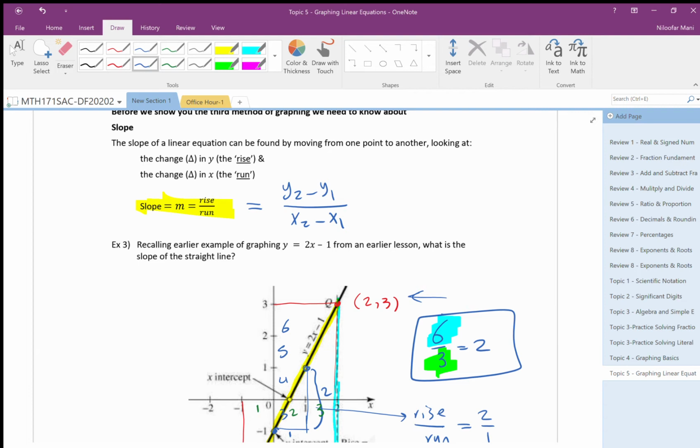Then I would say, if this happens, it doesn't matter. You just have to pay attention. If you start from y2, for example, you have to start from x2 in the denominator as well. So it is the same as y1 minus y2 divided by x1 minus x2.